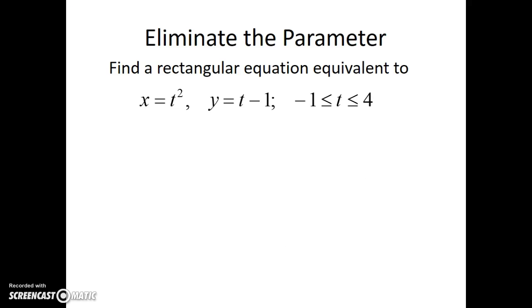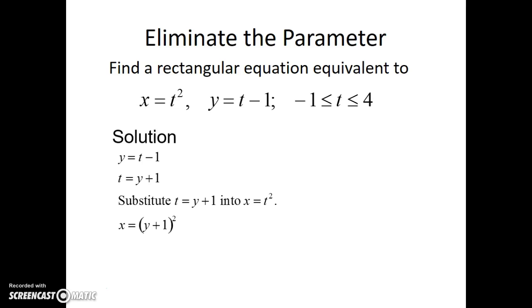So let's look at another set, and let's follow our two-step process here. We want to find a rectangular equation equivalent to this set of parametric functions. So x equals t squared, y equals t minus 1, and t, the domain of this function, is -1 to +4, inclusive of those endpoints. So that's going to play a role when we actually find the equivalent rectangular equation. Since the original t parameters are limited in the domain, that may well limit our x values in the domain for a rectangular function.